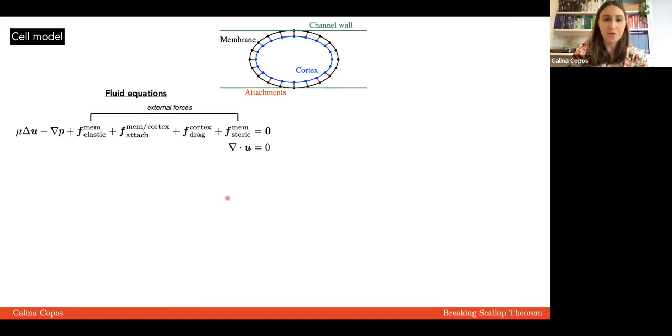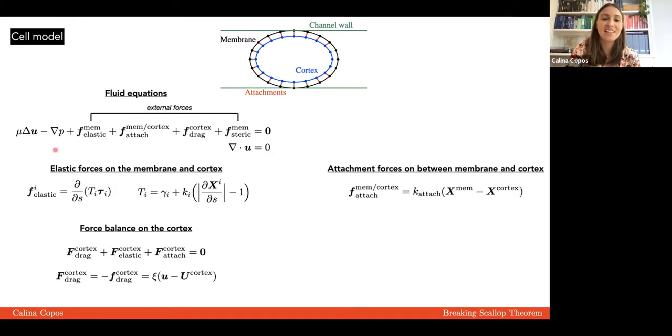I was not going to show you this, but just to convince you there's math. These are the equations in all of their glory. So these are all the external forces. It turns out there are forces on the elastic membrane, on the cortex, in between the membrane and the cortex. Each one has its own constitutive law. Each one has its own force balance.